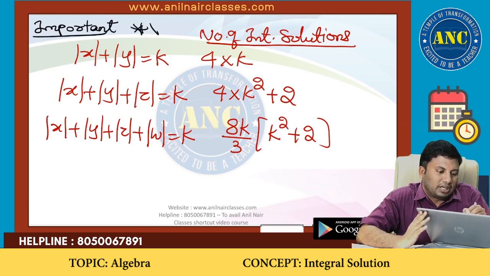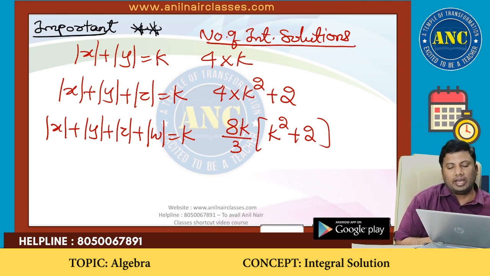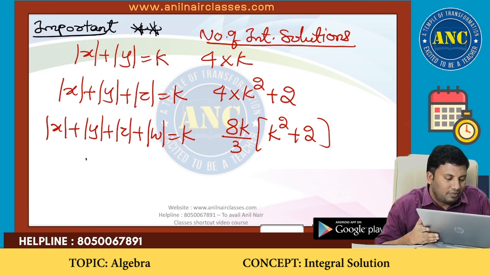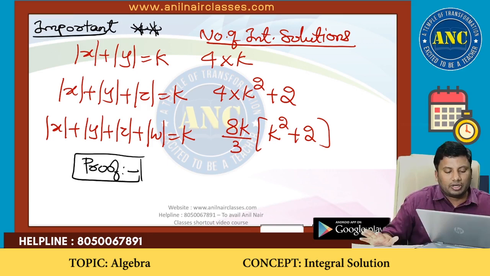Extremely important key point. Write down in your notes. |x| + |y| = k: the number of integral solutions is 4k. |x| + |y| + |z| = k: it is 4k² + 2. |x| + |y| + |z| + |w| = k: it is 8k/3 (k² + 2). Then we will discuss the proof of why you got 4k and why you got 4k² + 2.